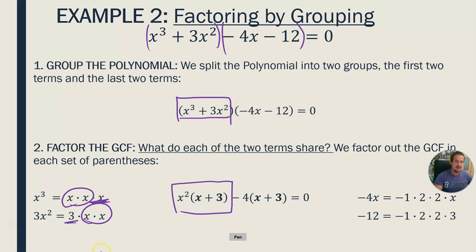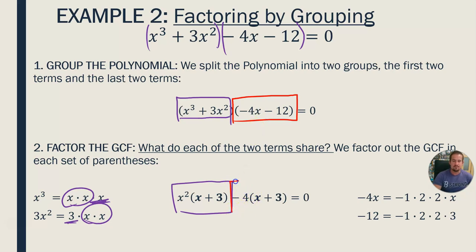Let's take a look at my second group. I'm going to switch colors. Okay, my second group is negative 4x minus 12. Well, is there a greatest common factor between negative 4x and negative 12? Well, yeah, both of those numbers are divisible by 4, and I'm going to do us one better and say both of them are divisible by negative 4. That'll come into play a little bit later.